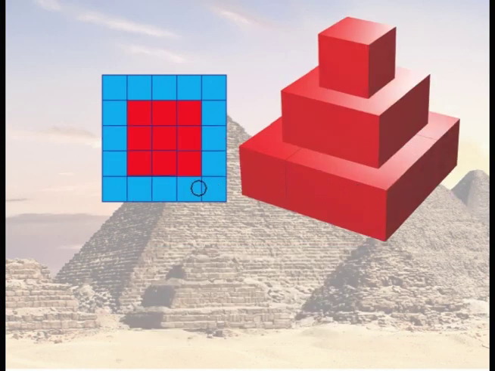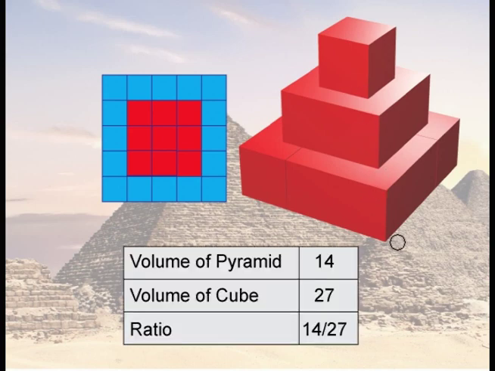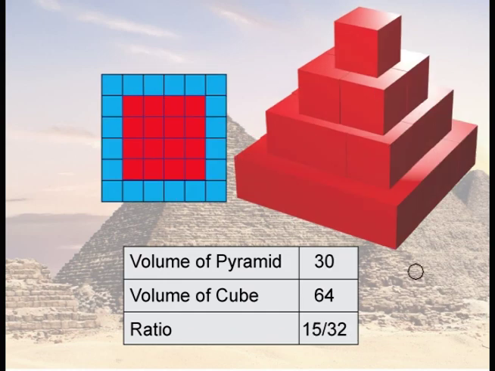Here is a pyramid with a 3x3 base. Here is the overhead view of the base, and here are the cubes stacked to 3 levels. This table shows the volume of the pyramid, 14, the volume of a 3x3 cube, which is 27, and the ratio of the volumes, 14/27. Here is a pyramid with a 4x4 base. The table summarizes the volume of the pyramid, 30, the volume of the cube, 64, and the ratio, in simplest form, 15/32.